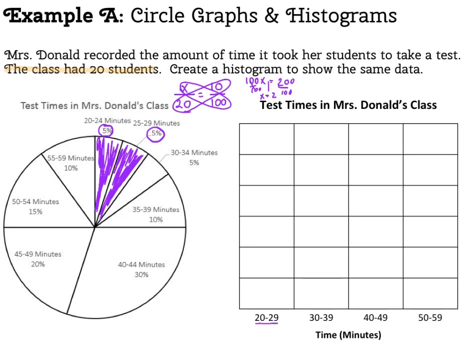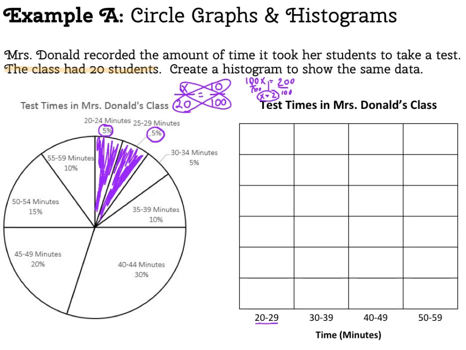Now notice that our histogram doesn't have frequency up the left-hand side. We don't have that marked yet. So since we know that this part is going to be 2 students, we're going to have to wait to see what our highest number is before we determine how we can go up in our frequency.